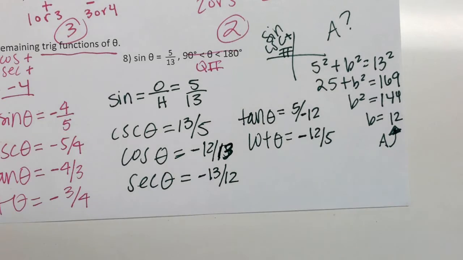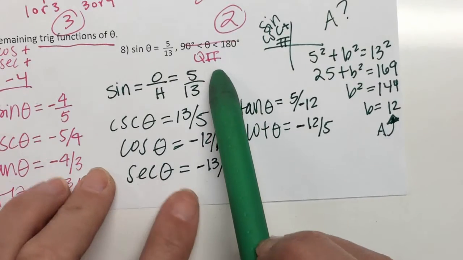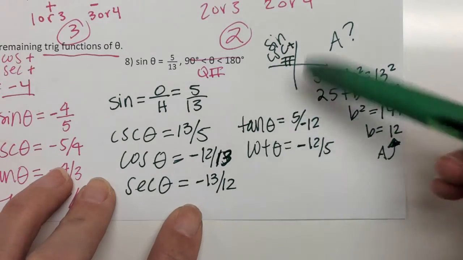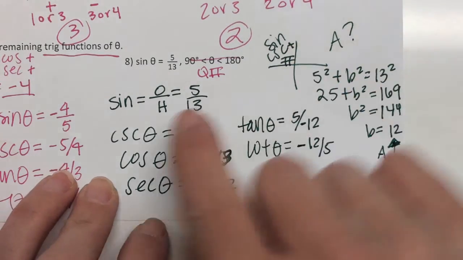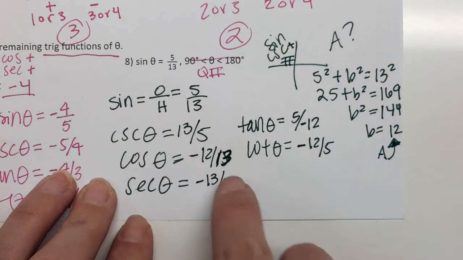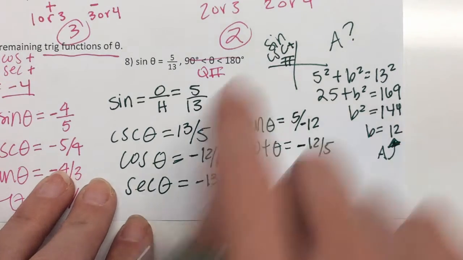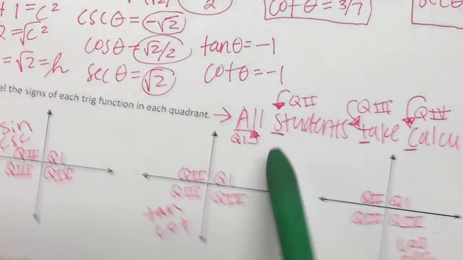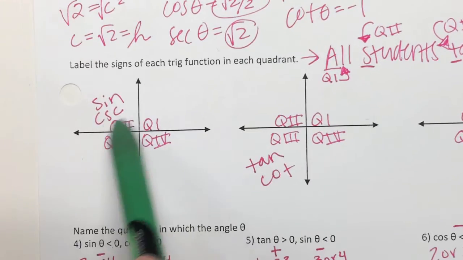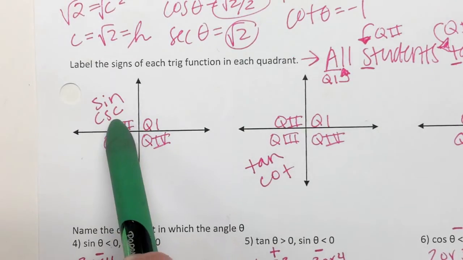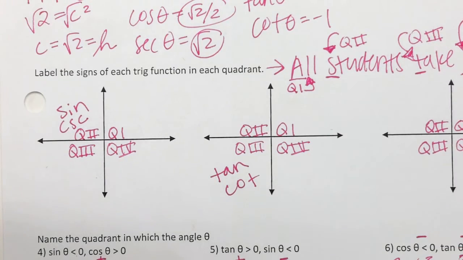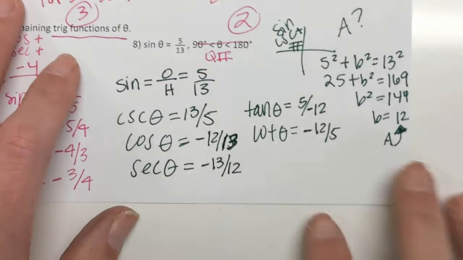Where did the negative come from? This one's in quadrant 2. The only 2 functions in quadrant 2 that are positive are sine and cosecant. So the rest of them have to be negative if it's in quadrant 2. And that comes from up here: in quadrant 2, only sine and cosecant are positive. Any other questions?